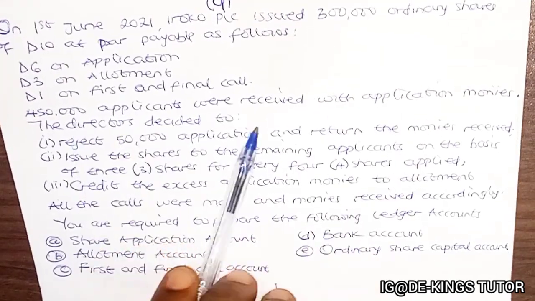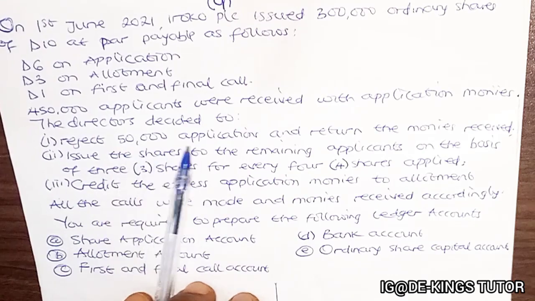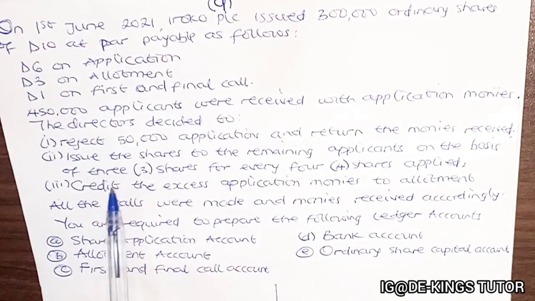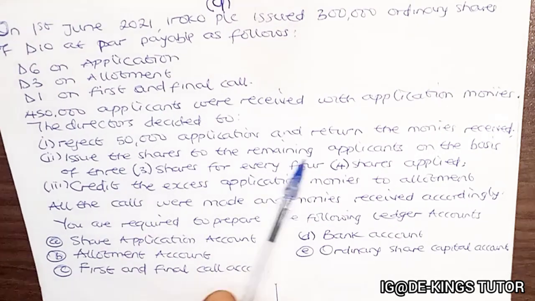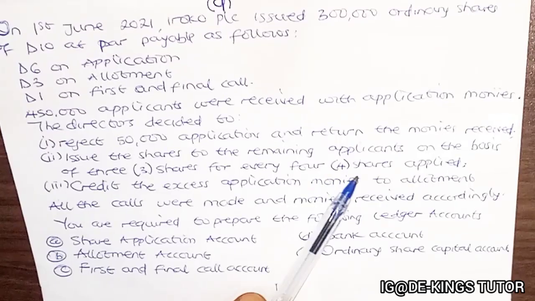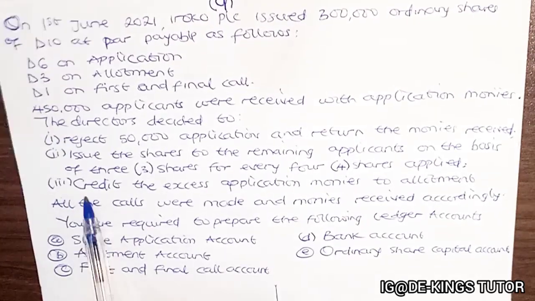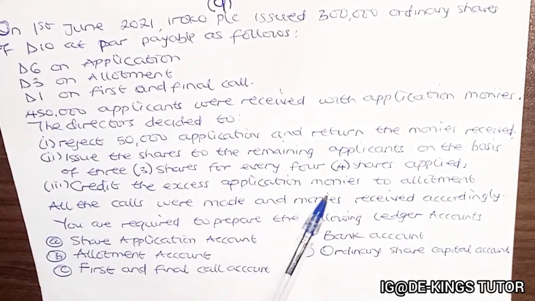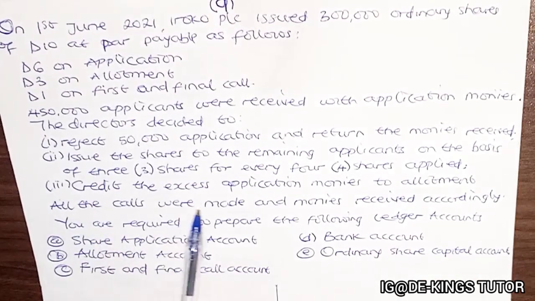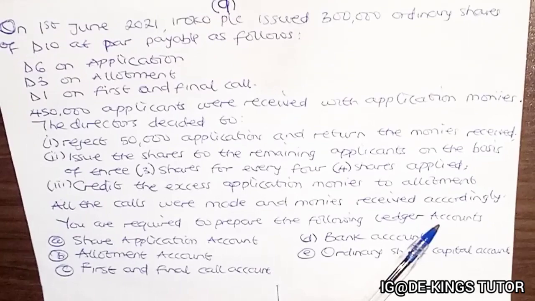The directors decided to: 1. Reject 50,000 applications and return the monies received. 2. Issue the shares to the remaining applicants on the basis of 3 shares for every 4 shares applied. 3. Credit the excess application money to allotment. And they say all the calls were made and the money received accordingly.